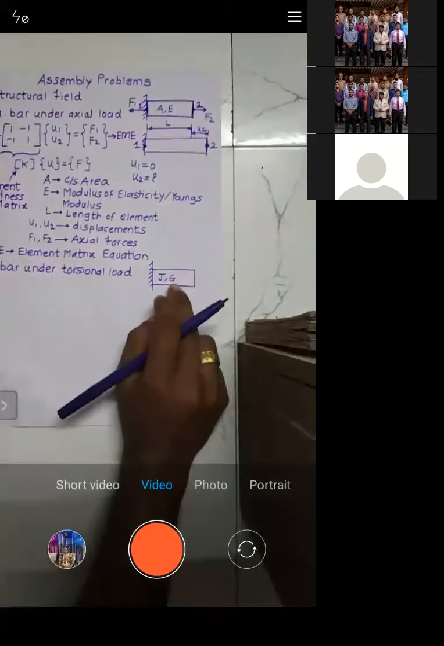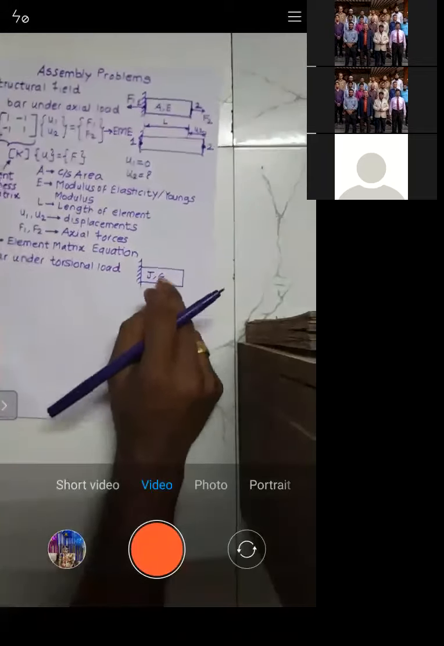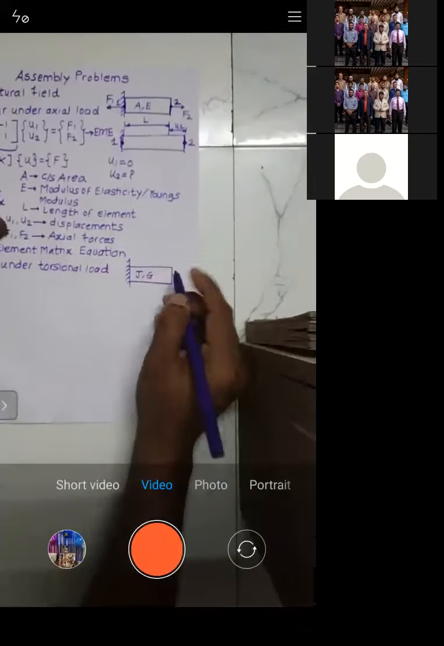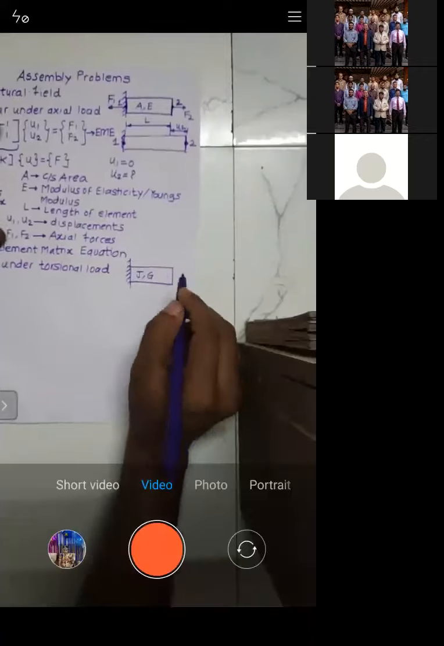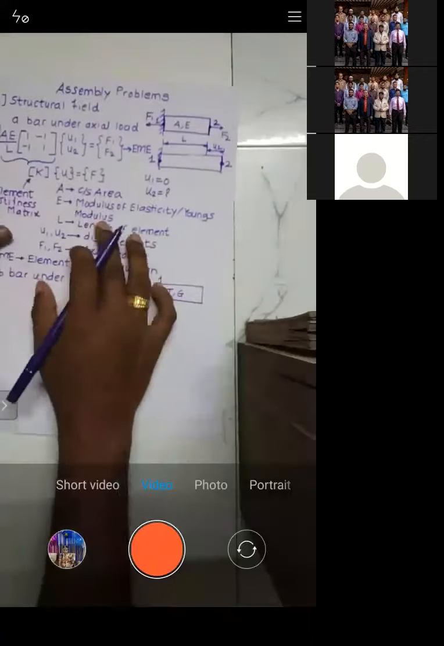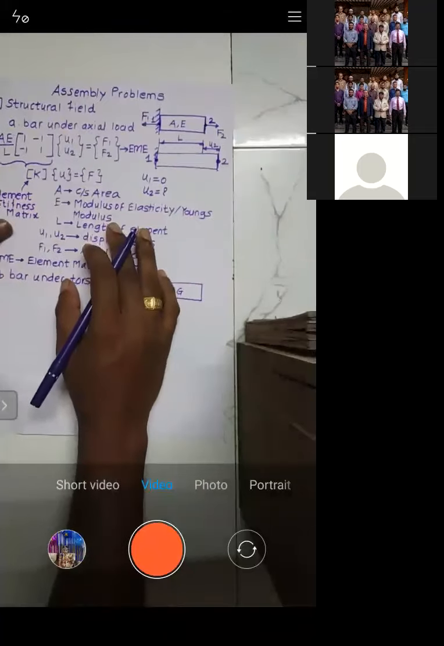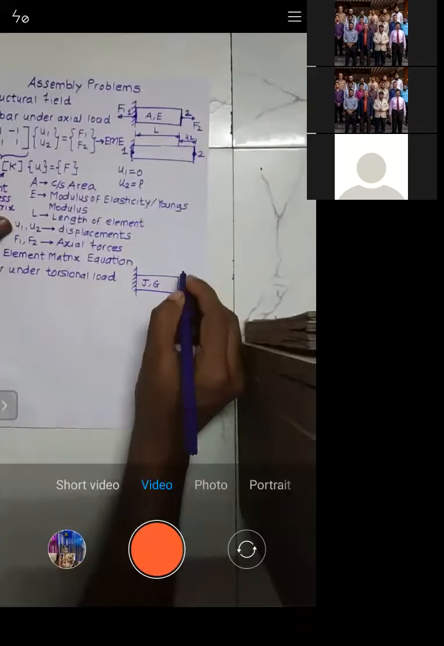Let G be the modulus of rigidity. To this particular bar, I'm going to apply some torque. That torque might be clockwise or anti-clockwise. Let's say I will apply some anti-clockwise torque.